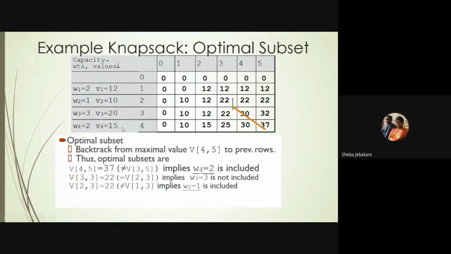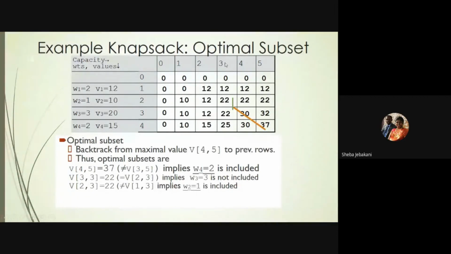For this, I would have made x4 as 1, x3 as 0. You know x, right? X stands for whether the object is selected or not. Then from 22 again, I need to check with the previous value. Now 22 is not equal to 12, meaning I have selected this particular object.